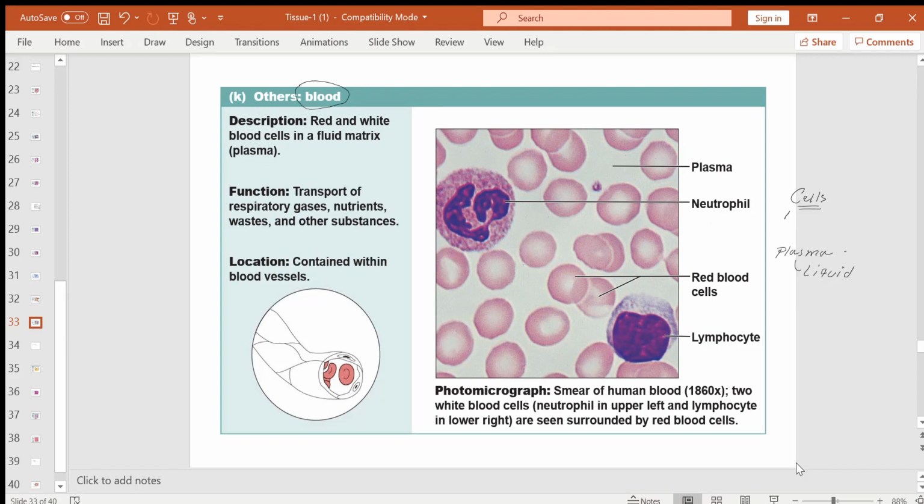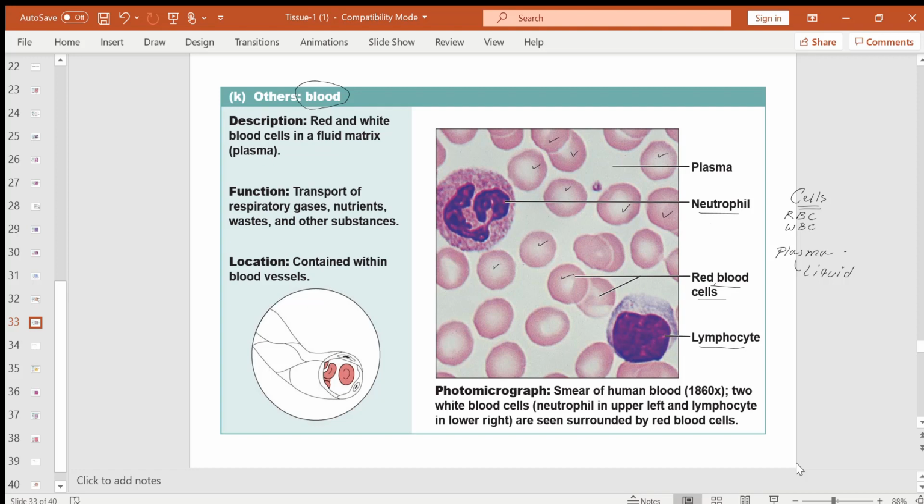Most of the cells are red blood cells, RBC. So you see here most of these cells are the red blood cells, and the highest number of cells are the red blood cells. Okay, and you will also find the white blood cells, or WBC, also called leukocytes. White blood cells are of different types. Lymphocyte is one type, neutrophil is another type. There are three more types of white blood cells.